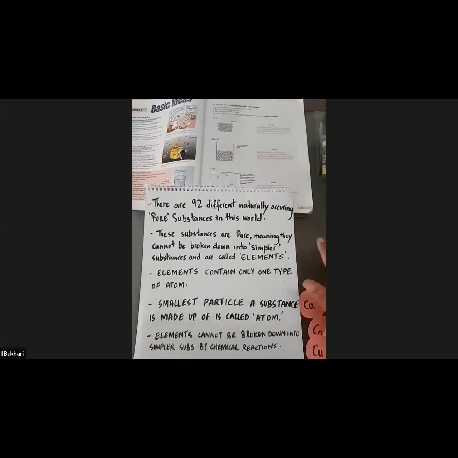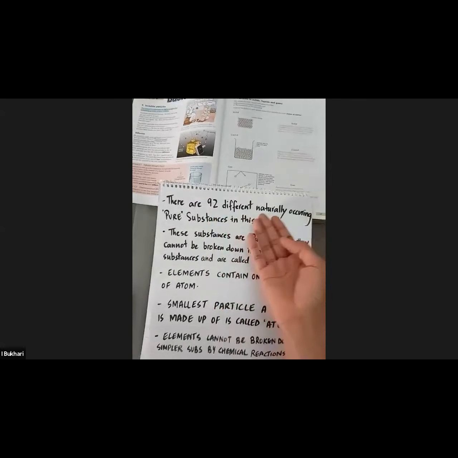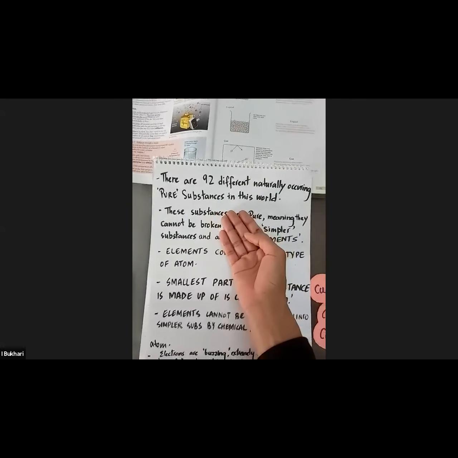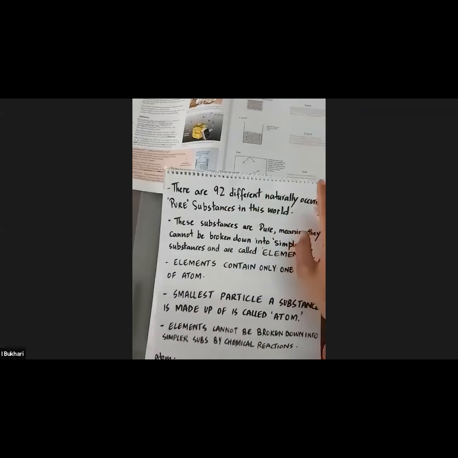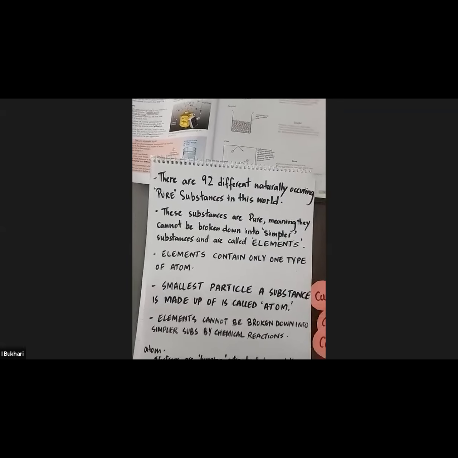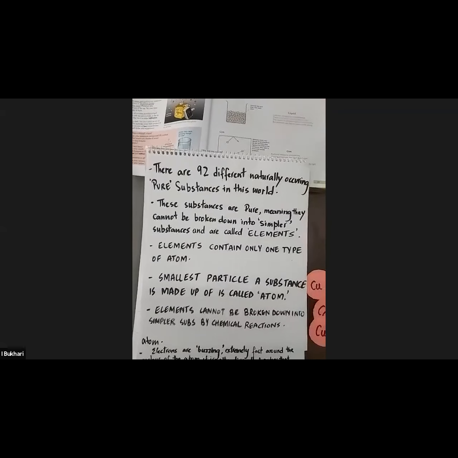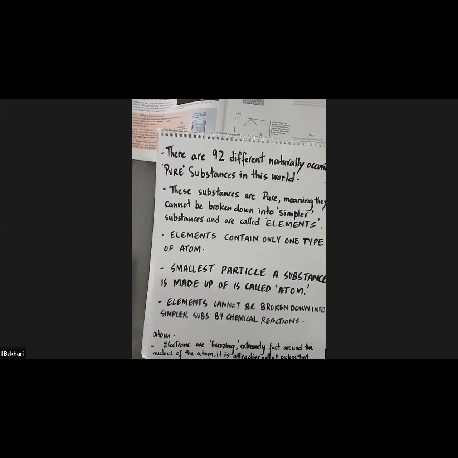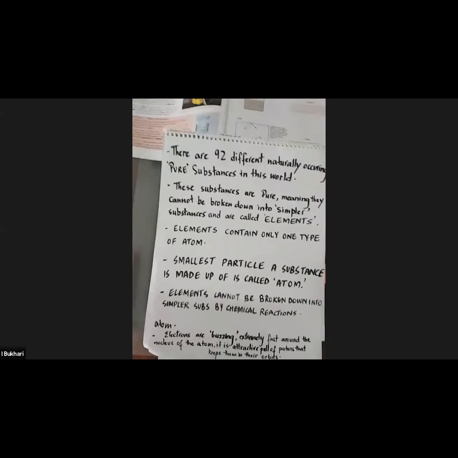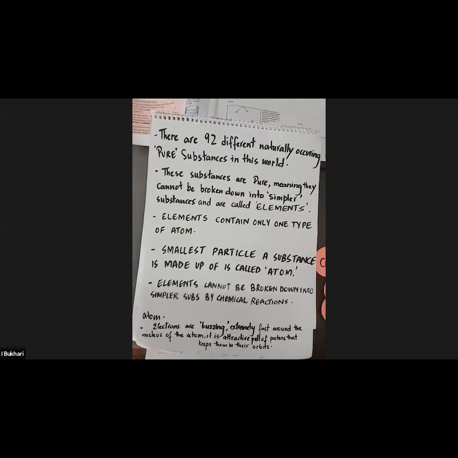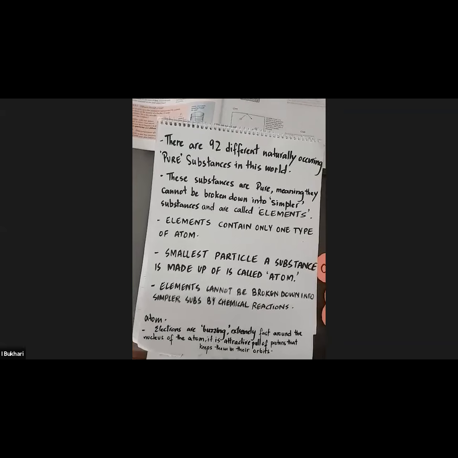Now, around us, there are 92 different types of naturally occurring substances. Humans have artificially tried to make a few other substances, but I'm talking about the naturally occurring ones. What I mean is that those substances are absolutely pure, meaning that under ordinary chemical reactions, you cannot break those substances down into any simpler substance. Those are called elements.